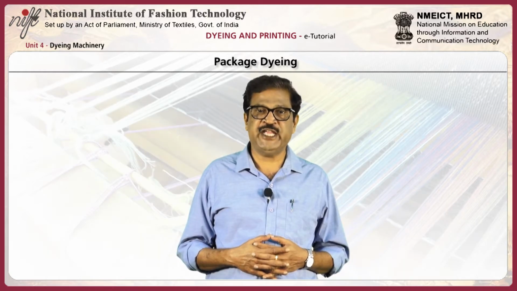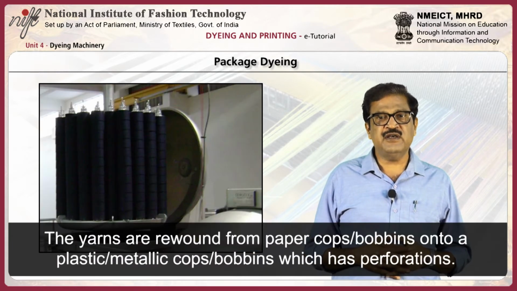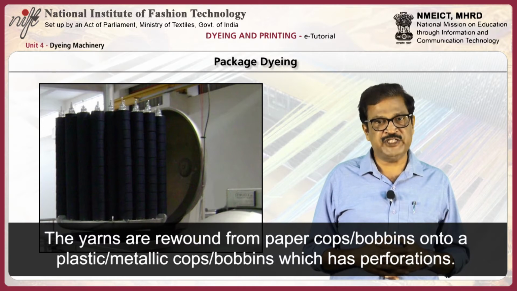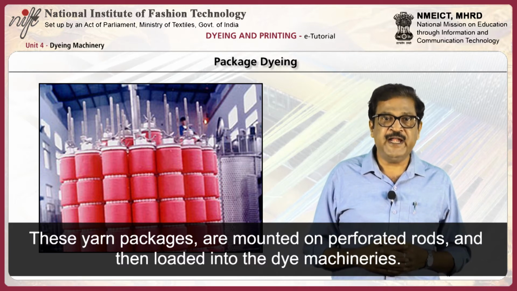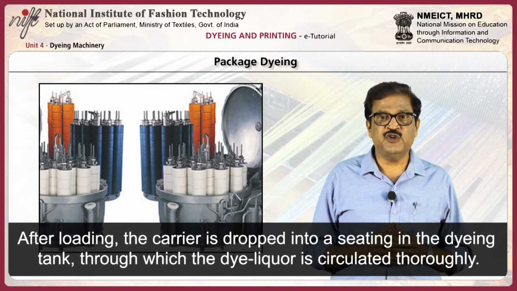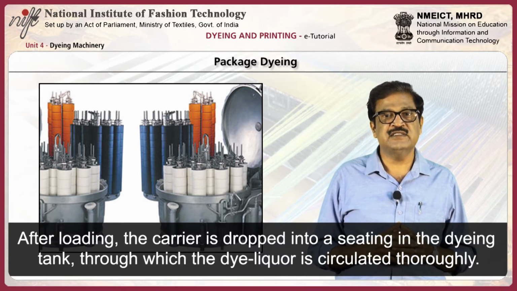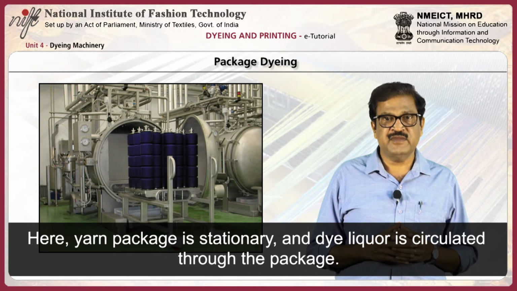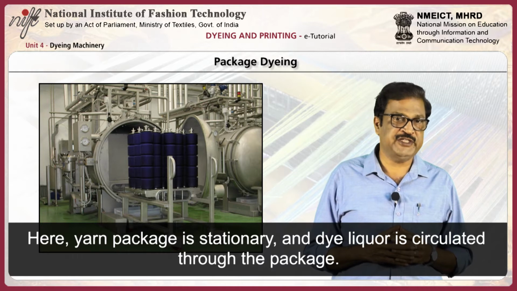Next, we will discuss package dyeing. In this method, yarns are dyed in package form. The yarns are rewound from paper cones or bobbins onto plastic or metallic cones or bobbins which have perforations. These yarn packages are mounted on perforated rods and then loaded into dyeing machineries. After loading, the carrier is dropped into a seating in the dyeing tank through which the dye liquor is circulated thoroughly. Here, the yarn package is stationary and the dye liquor is circulated through the package.